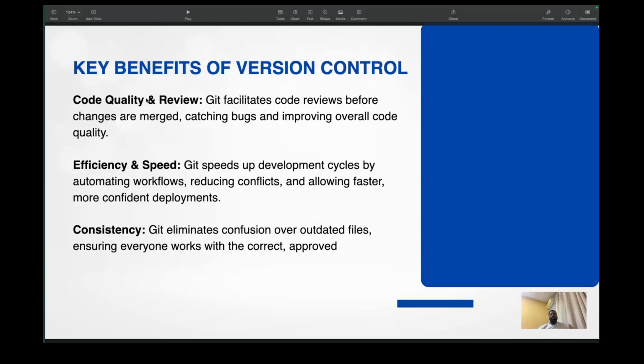And efficiency and speed. Git speeds up development cycles by automating workflows. That's reducing conflicts and allowing faster collaboration and more confident deployment. Then we also have consistency. So Git eliminates confusion over outdated files, ensuring that everyone works with the correct approved version.